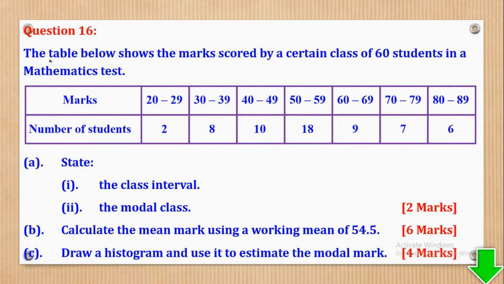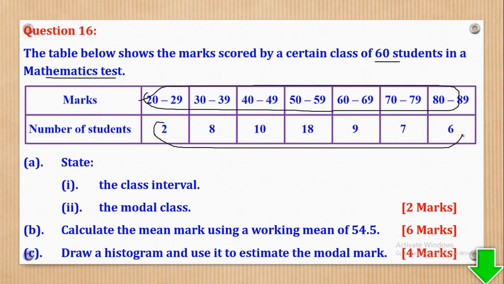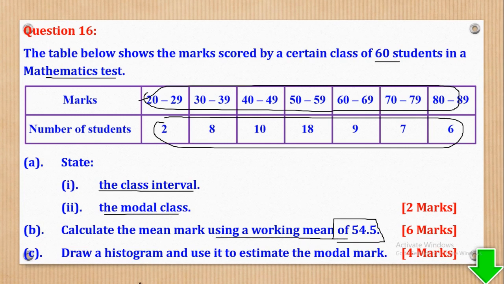So now we shall go to question 16. Question 16 says, the table below shows the marks scored in a certain class of 60 students in a mathematics test. So these are the marks grouped into classes, and these are the number of students who got the respective grouped marks. Then part A Roman 1 says, state the class interval, then state the modal class. Then part B, calculate the mean mark using a working mean of 54. So in this case they are giving us a working mean. And part C, draw a histogram and use it to estimate the modal mark.